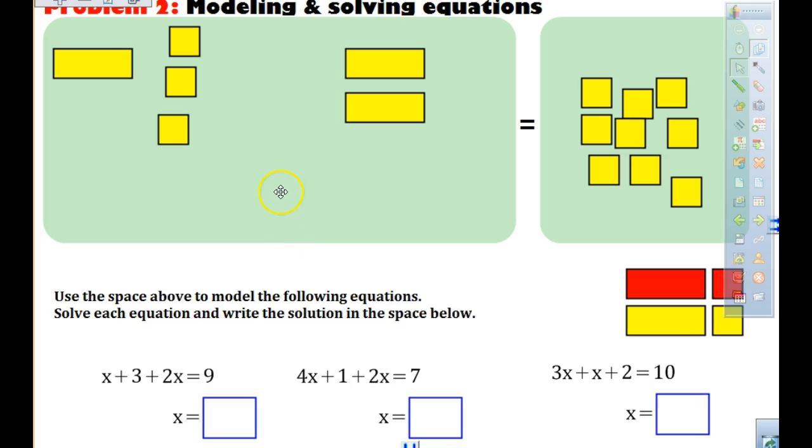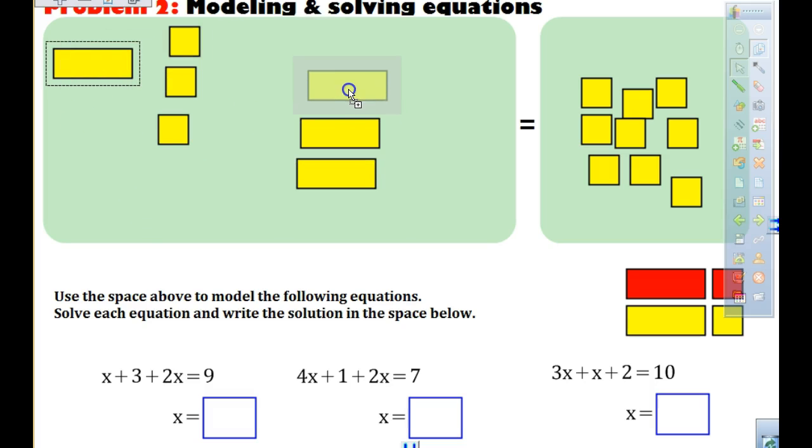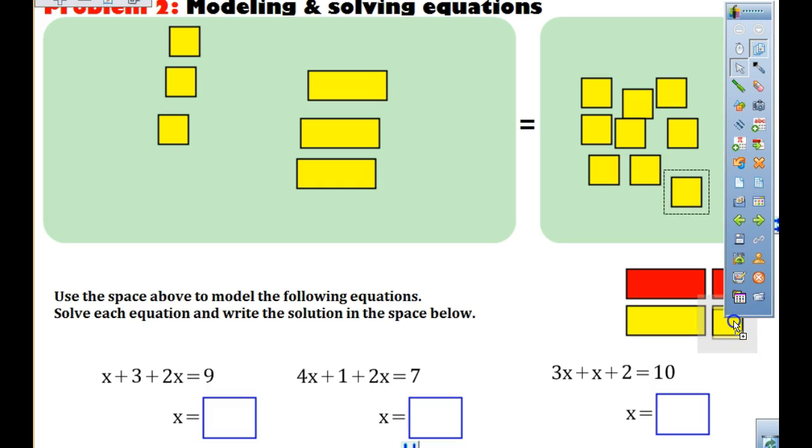So now if I'm looking at this, I would regroup these and I would put all of my X's together, right? Put all those X's together. And I really have 3 plus X now. If I'm trying to find out what X is equal to, how many should I remove from each side as I am looking at them? Remove 3. So we're going to take 3 away from this side.